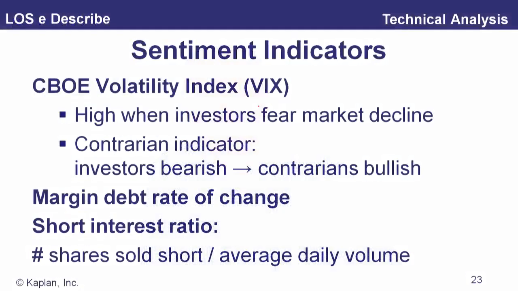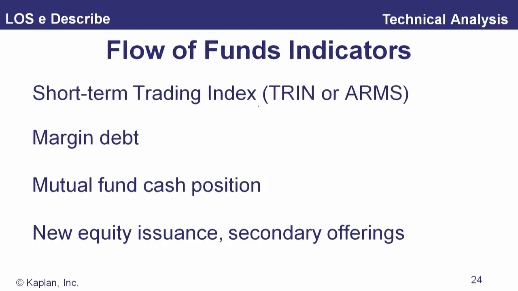Other sentiment indicators, the amount of margin debt and how fast it's changing, short interest ratio, how many shares of a company have been sold short. So we take the number of shares sold short, divide by the average daily volume, and that's the days to cover. How many days average volume would it take for all the shares that are short to be repurchased in the market? And some flow of funds indicator, I mentioned the ARMS index.